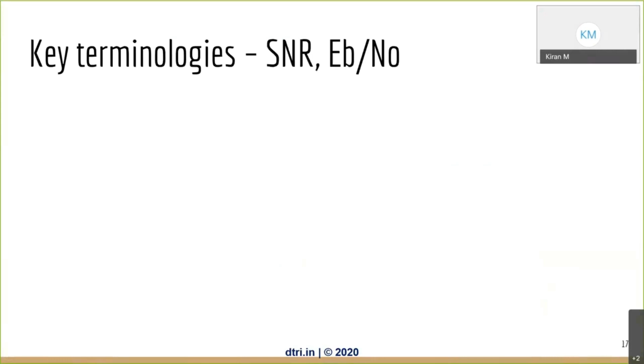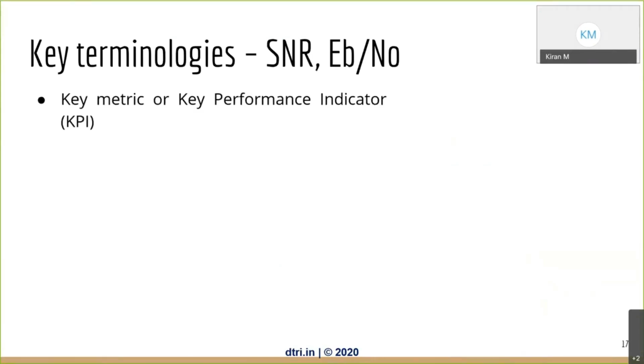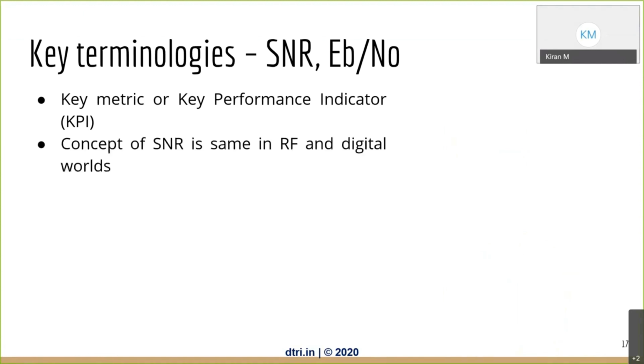We look at what is an SNR and what is EB by N naught. SNR or EB by N naught is a key metric, also called a key performance indicator. SNR is used in the RF domain or any analog domain, while in the digital world it is called EB by N naught. But the concept is kind of the same.